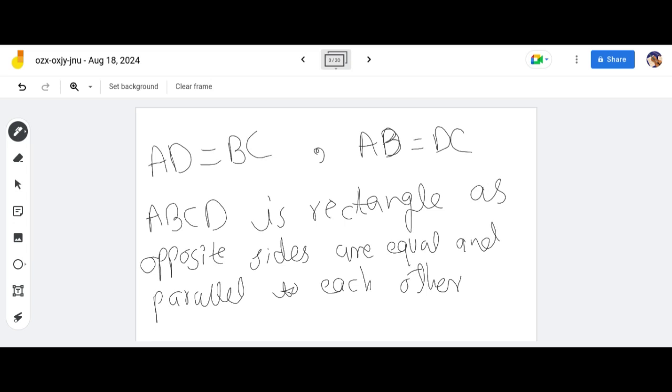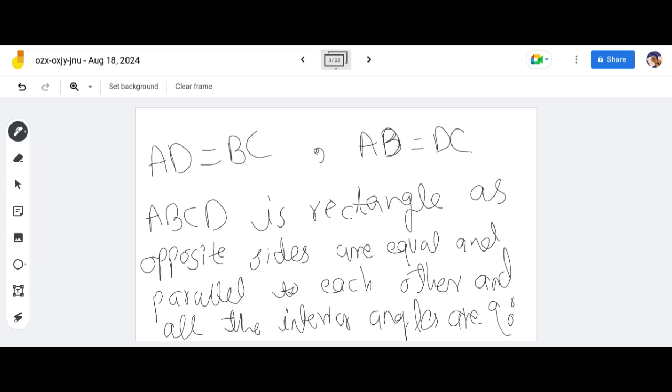You have to speak while you are writing. As opposite sides are equal and parallel to each other, and also angles are 90.